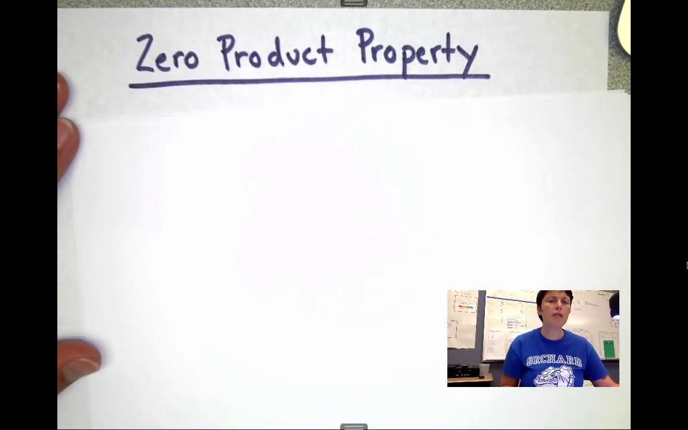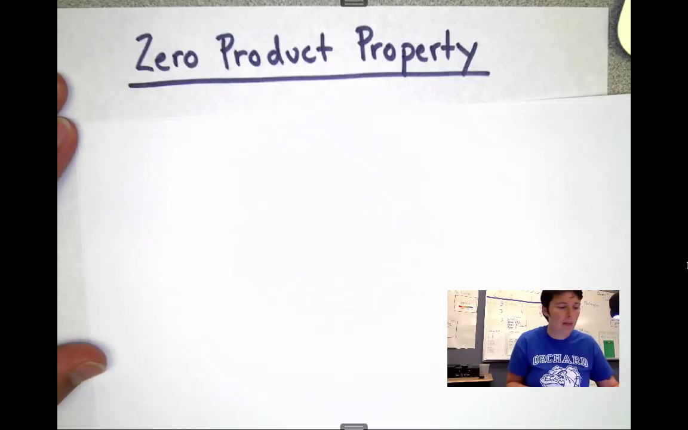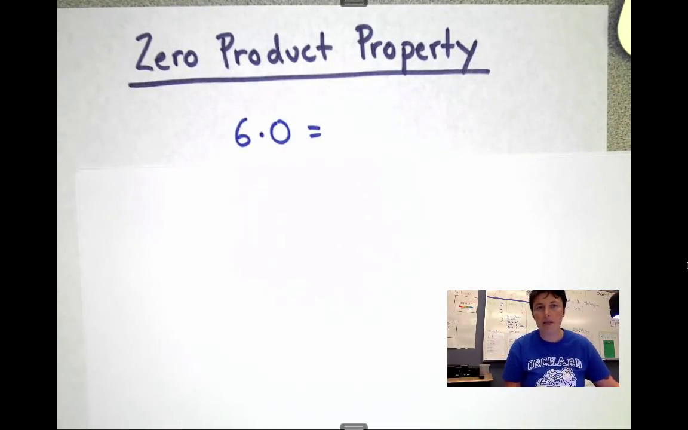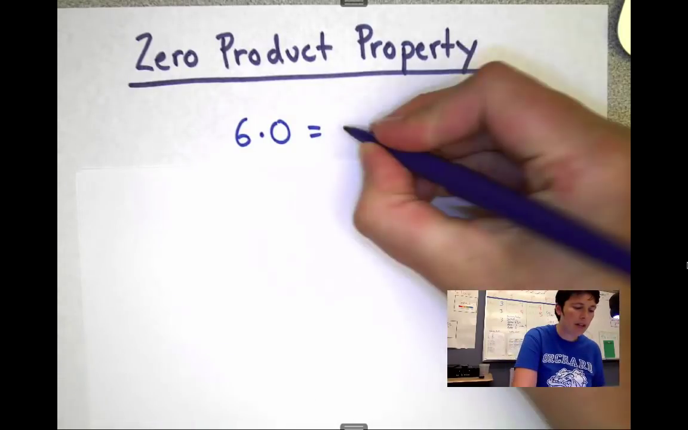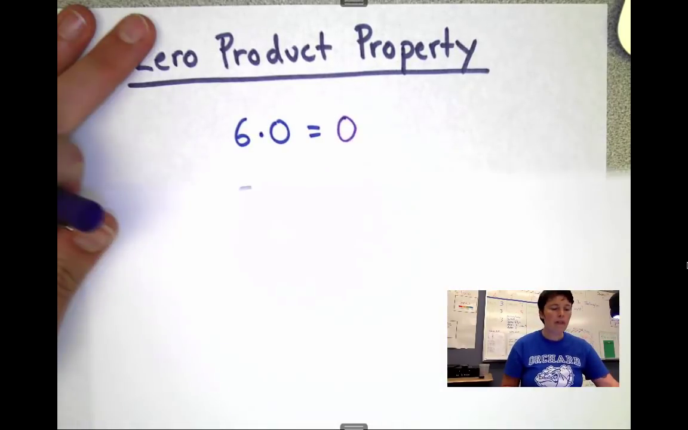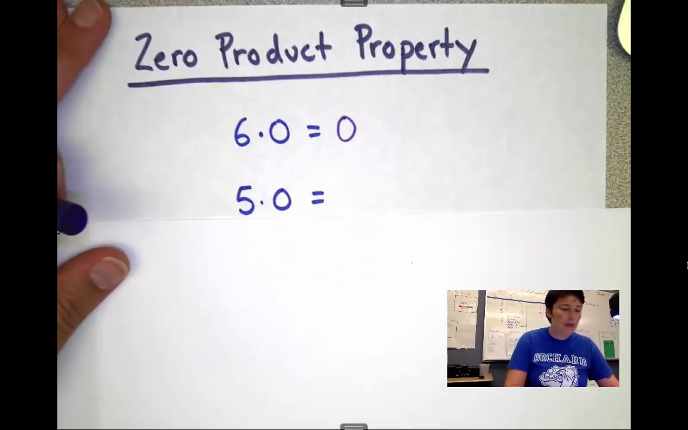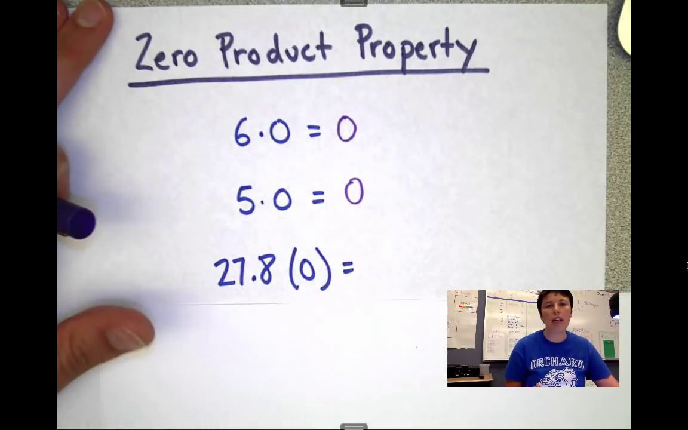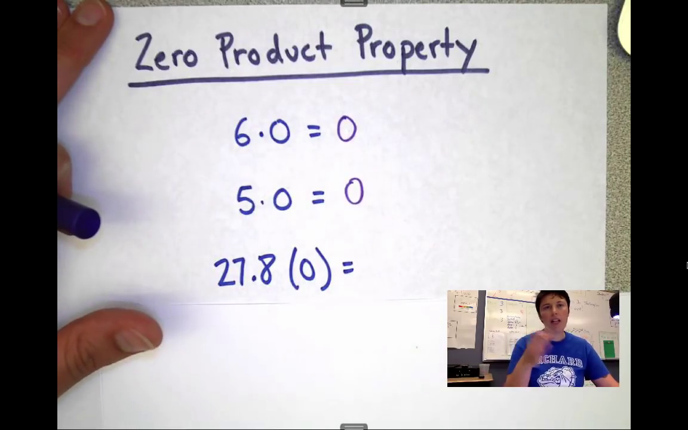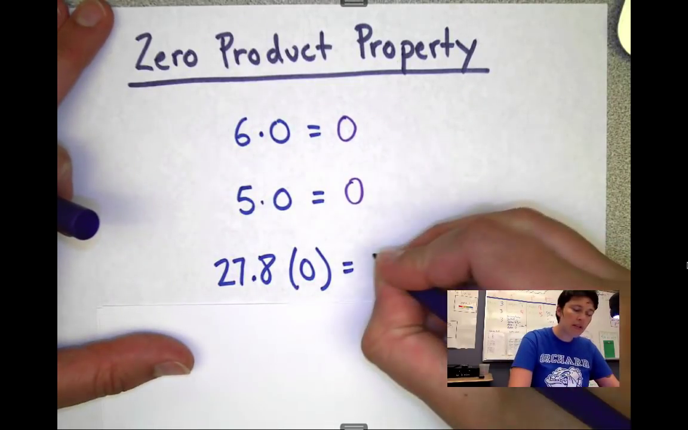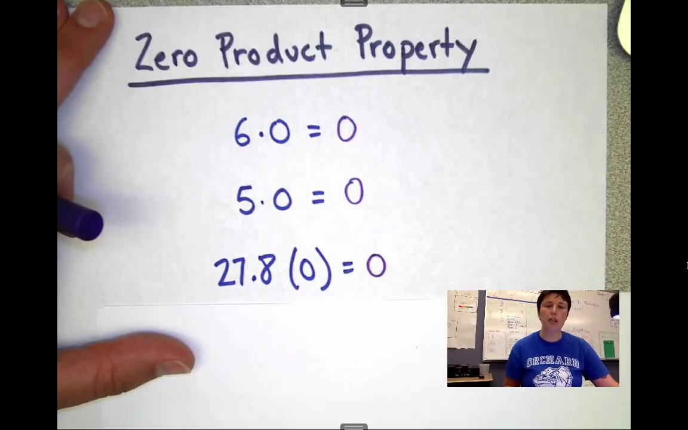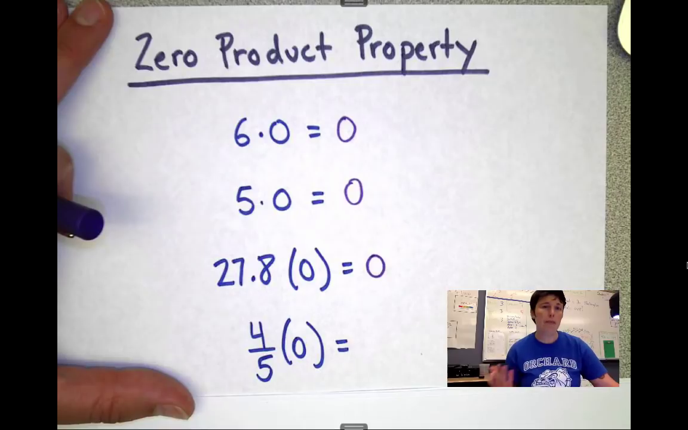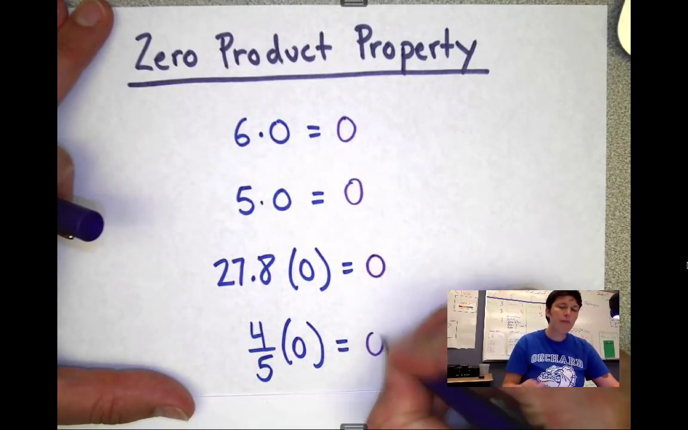So let's think about the number zero. It's kind of a unique number when you actually think about it. If I told you I had 6 times 0, what would you say the answer is? You'd say 0. Absolutely. 6 times 0 is 0. Well, what if it was 5 times 0? You'd still say it's 0. Or what if it was 27.8 times 0, like a decimal number times 0? Again, it would still be 0. Anything you multiply by 0 gives you 0. So if it was a fraction, 4/5 times 0, you'd still say 0.